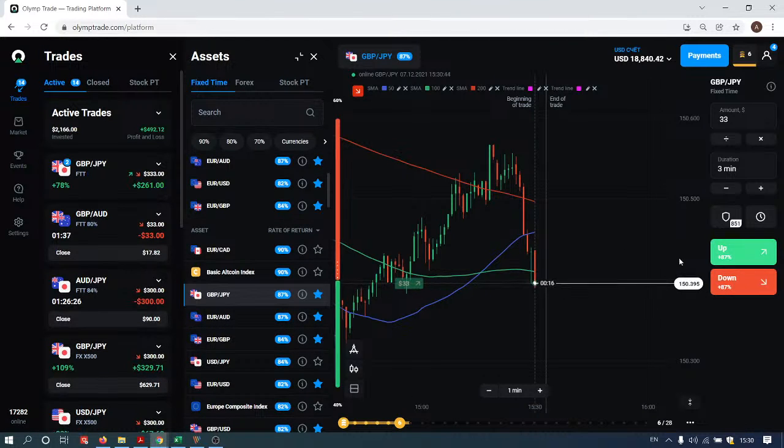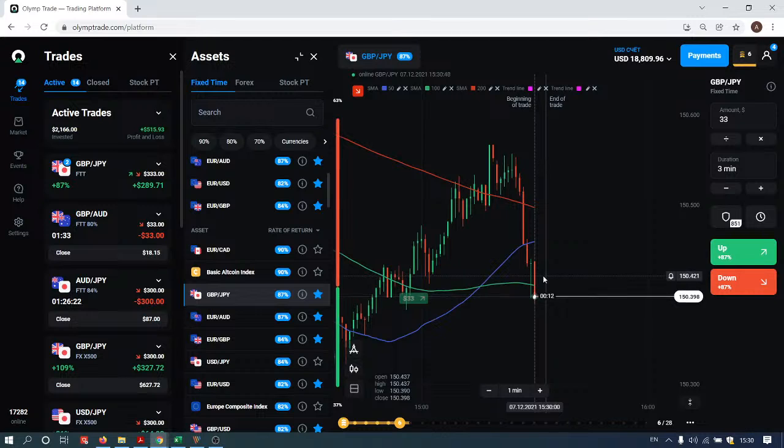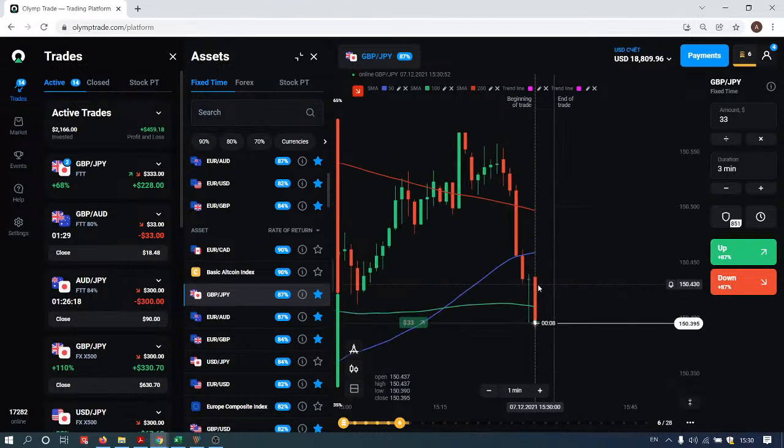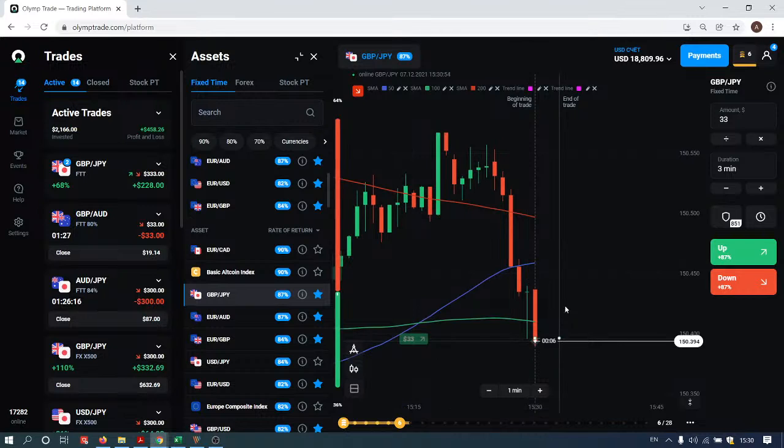GBP JPY. All right, let's open a trade upwards because we are breaking under. We've just broken under the 100 line. Now this is called this sub simple moving average area.